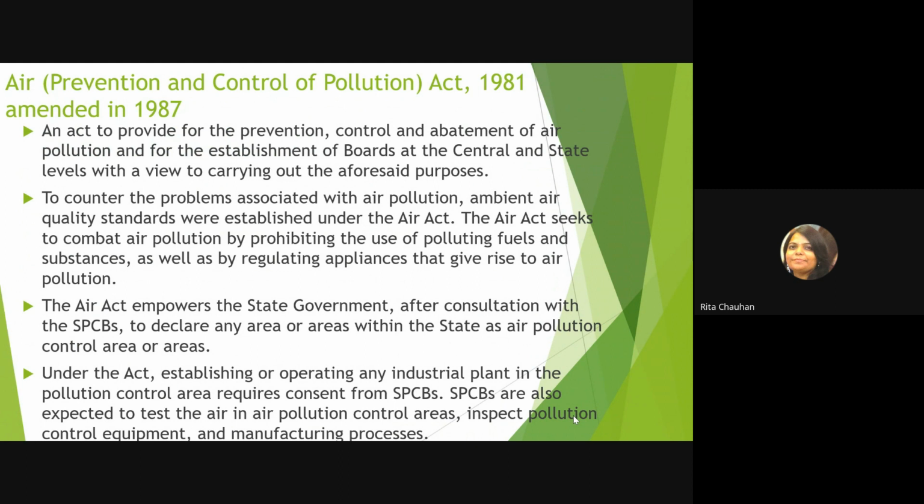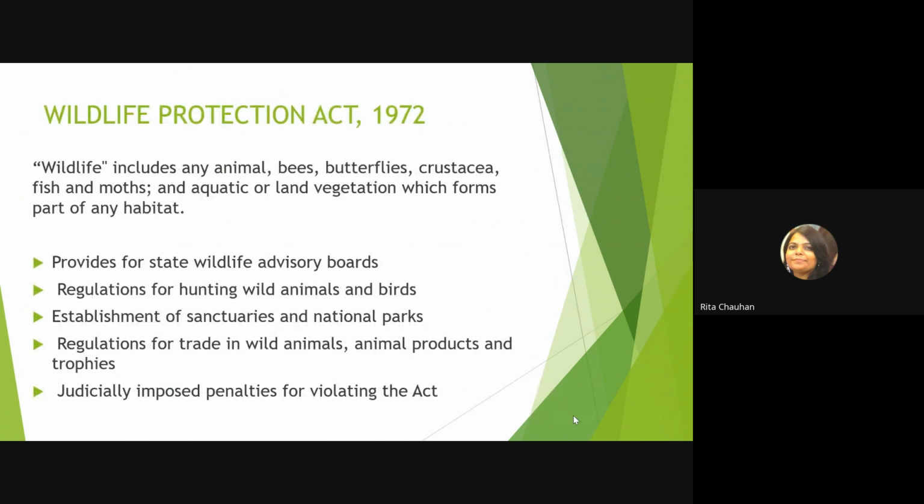Again, we have the state government. At the state level, we have the State Pollution Control Board, whose responsibility is to check the level of pollution. They have to test the air of their area and check the air pollution control areas. They have to inspect pollution control equipment which is already installed in industries and manufacturing processes.